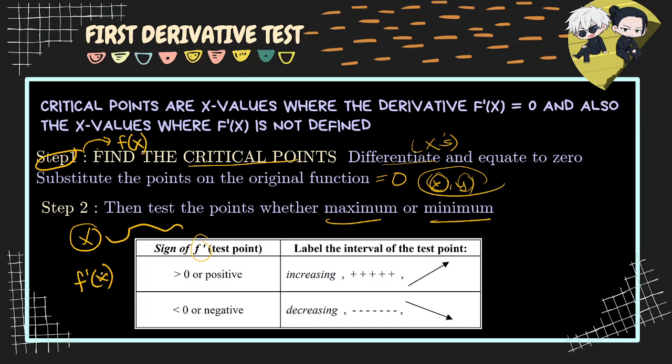Kung kanina, dinerive natin tapos sinubstitute natin sa original function, ito naman, isa-substitute natin sa first derivative ng function. Now, it just says that we have a positive sign ng derivative, tapos papunta siya sa negative sign ng derivative. Okay, so this positive to negative sign is actually the maximum. Okay, you have to remember this. Pag P to N, that is maximum, and kapag N to P, negative to positive, that is the minimum.